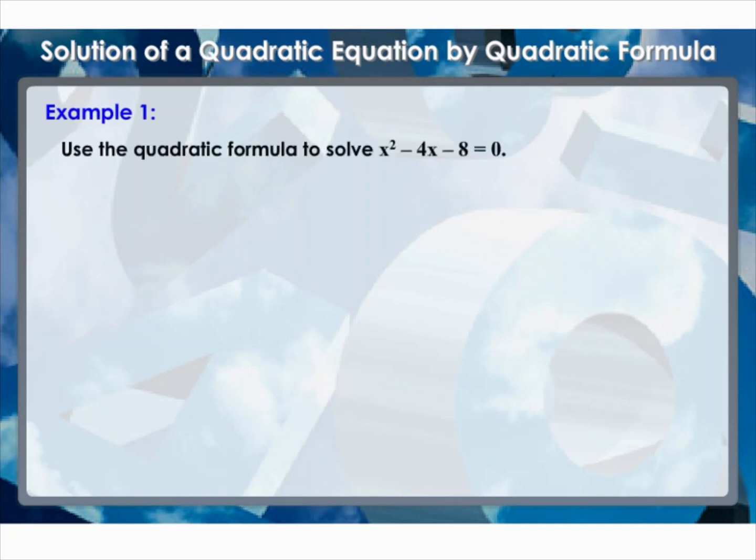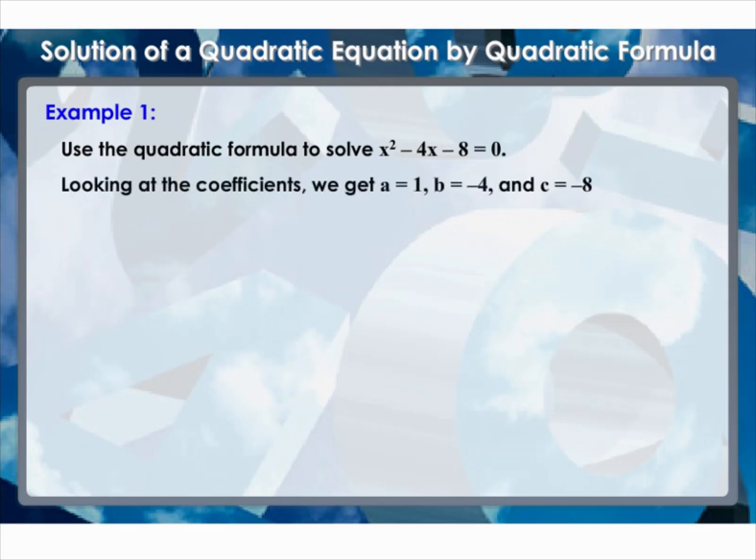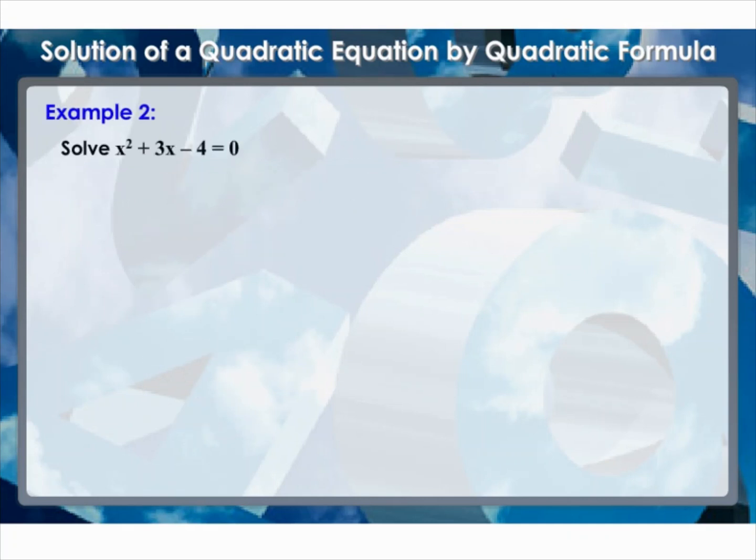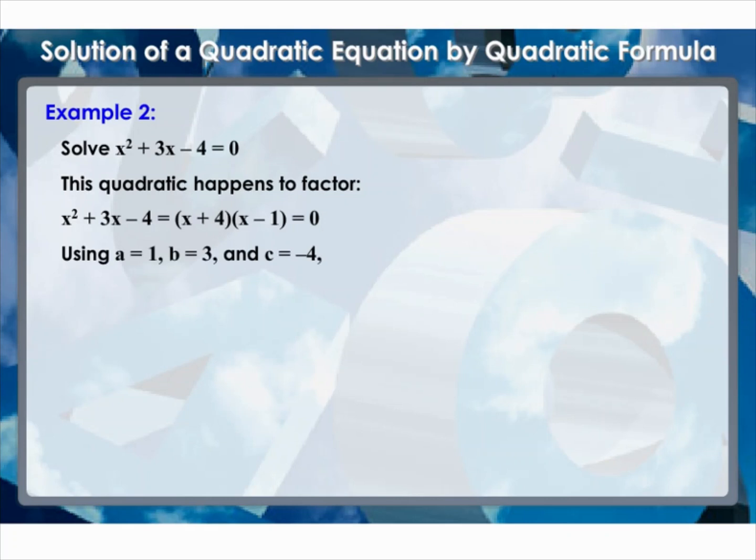Use the quadratic formula to solve x square minus 4x minus 8 is equal to 0. Looking at the coefficients, we get a is equal to 1, b is equal to minus 4, c is equal to minus 8. Using them into the formula and simplify, we get. Solve x square plus 3x minus 4 is equal to 0. Using a equal to 1, b equal to 3 and c equal to minus 4.